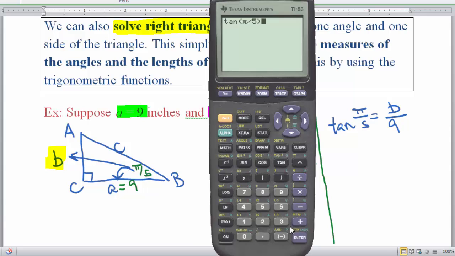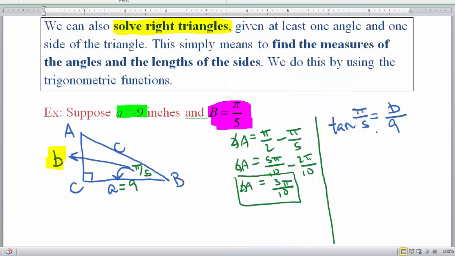So there's the tangent of pi over 5. What is it? It's that decimal there. Alright? But before I even enter that decimal, what I'll probably do is get this solution in exact form. So what would I do here? I could basically multiply both sides by 9. So then that would get rid of the denominator of 9, and I'd end up with b equals 9 tangent of pi over 5. And that's your exact answer there, right?